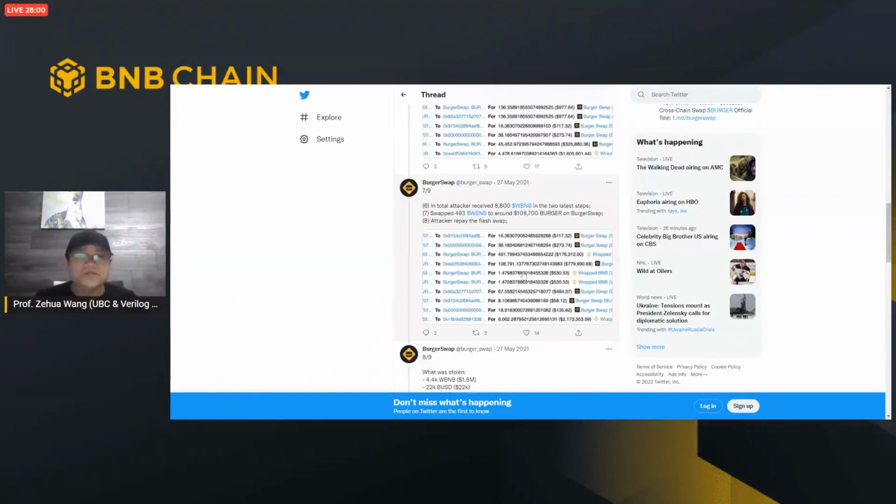So the flash loan attack is basically trying to take advantage of smart contract code and manipulate the price of the tokens in the liquidity pair, and with that, the hacker can make some profit from this hack.